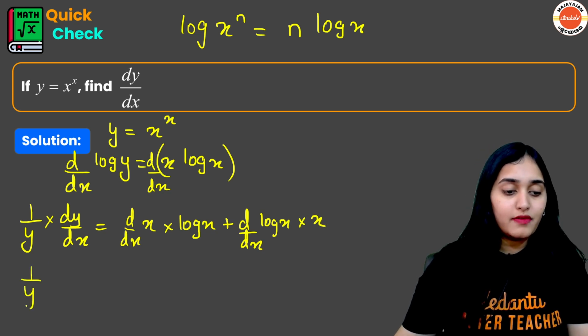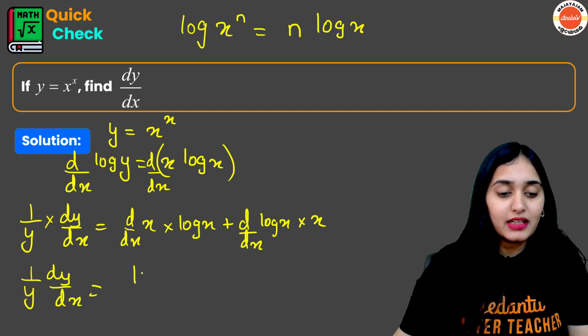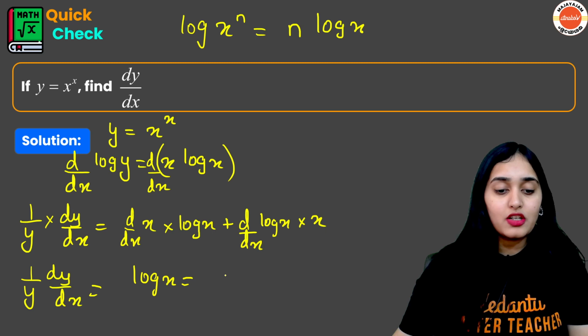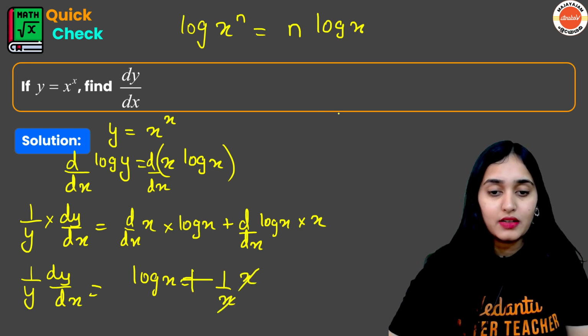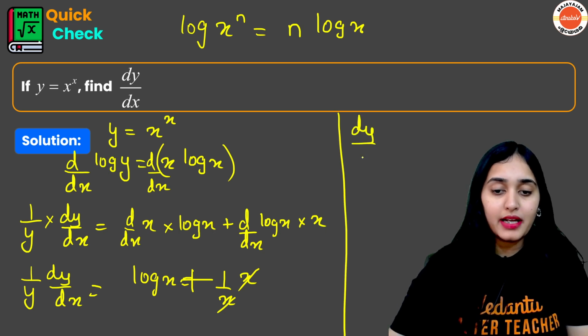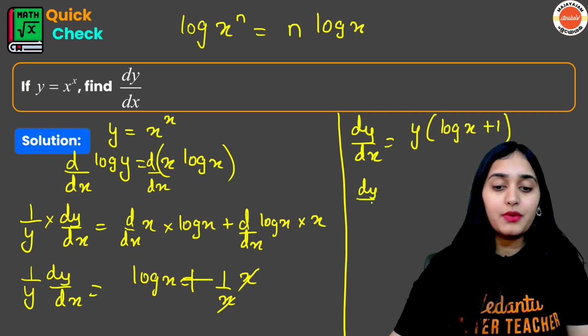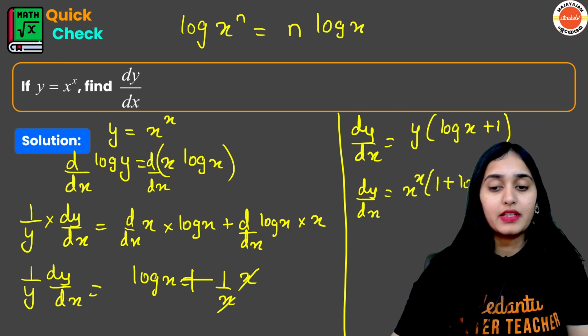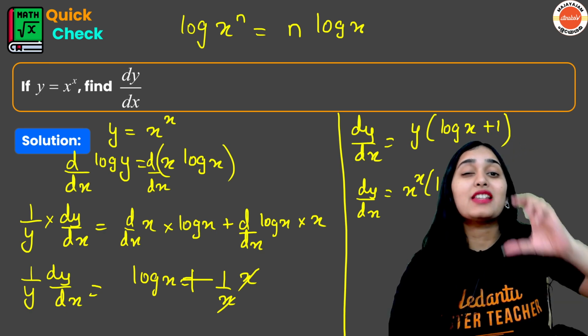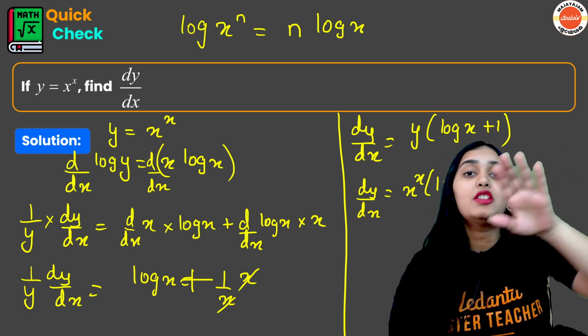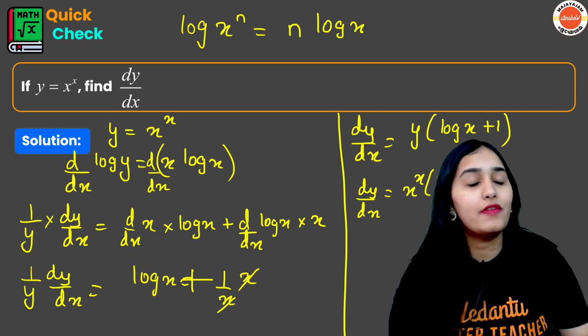So, this is 1 upon y dy by dx is equal to, differentiation of x is 1, so log x, plus differentiation of log x is 1 by x into x. So this is again 1. So you get dy by dx is equal to y into log x plus 1. Now what is the value of y? You substitute it. So dy by dx is equal to x to the power x into 1 plus log x. This is your answer. So such type of question which has a function to the power of a function, just apply log on both sides and then you differentiate it.